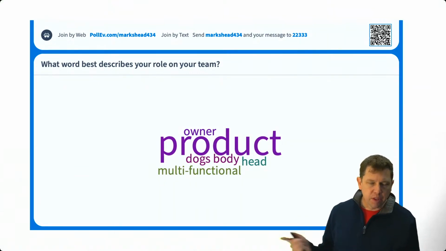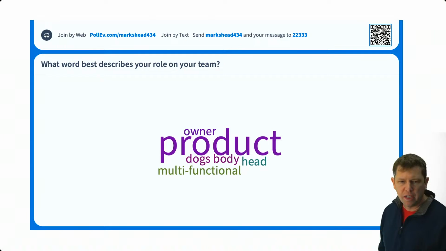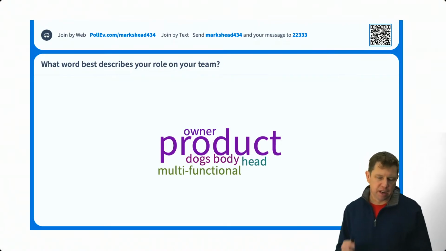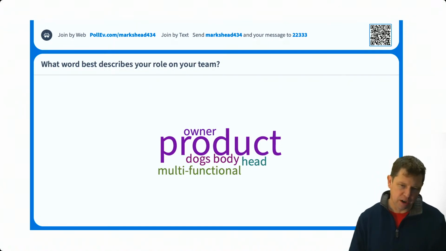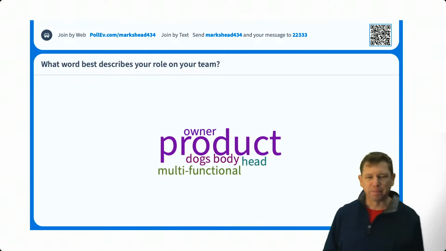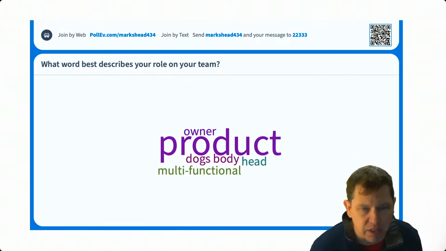Okay, so the thing in Poll Everywhere we wanted to see is what describes your role on the team. If you put a space in it, it breaks it up as separate things. You can put an underscore in it. I've got something about dogs here. That's interesting. Product owner or dogs owner. I'm not sure what that is. Anyway, just wanted to see where people were at. Scrum Master. Okay, very good.